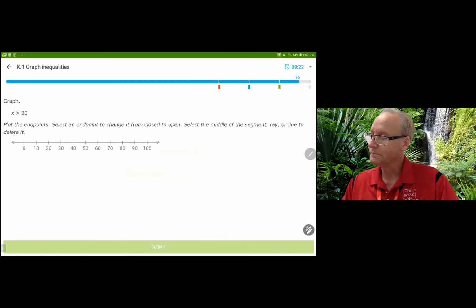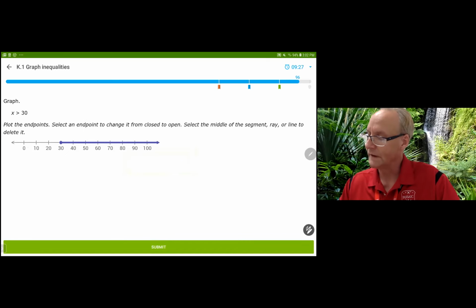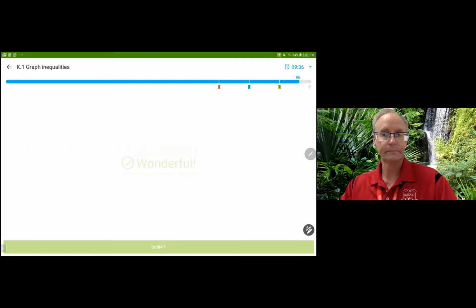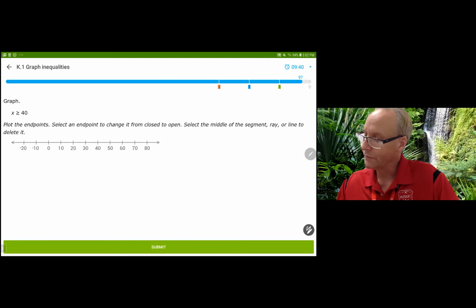And almost done. Greater than 30. There you go. Uh-oh. What did I do? I graphed x is greater than or equal to 30. We want greater than 30. We're getting there. Greater than 40. Greater than or equal to 40. There it is.